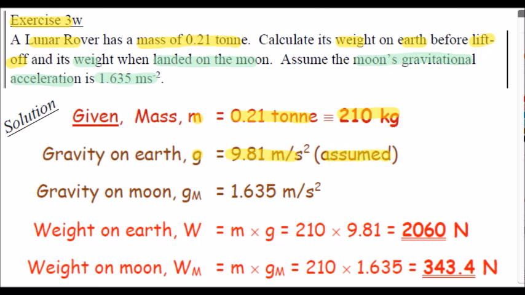And the moon's gravitational acceleration given in the question is 1.635 meters per second squared. So calculating the weight on Earth, W here, simply the mass multiplied by the Earth's gravitational acceleration, so 210 multiplied by 9.81 is 2,060 newtons. And calculating the weight on the moon, that's the same mass but multiplied by the moon's gravitational acceleration, so this time it's 210 multiplied by 1.635, so 343.4 newtons weight on the moon.